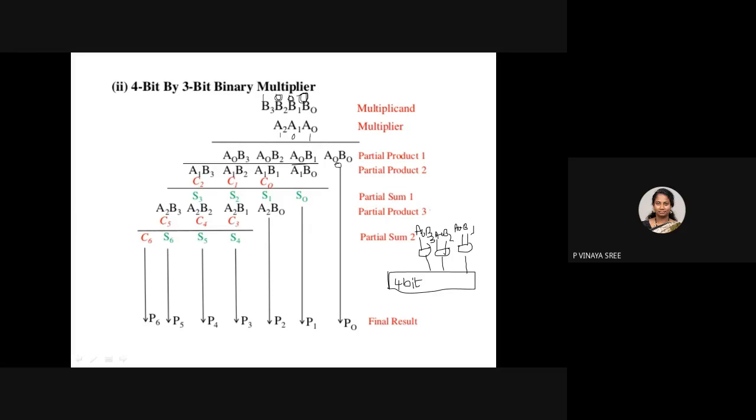Next, for A we need 4 inputs, right? In this only 3 are there. So for the other one we need to place a 0. So this is 0. And the rest of the 4 are A1B0, A1B1, A1B2, A1B3. So the output from this will be what? S0, S1, S2, S3, right? You will be getting S0, S1, S2, S3.